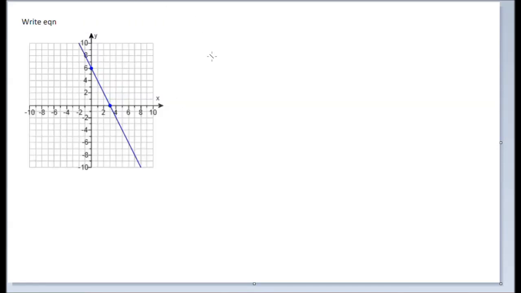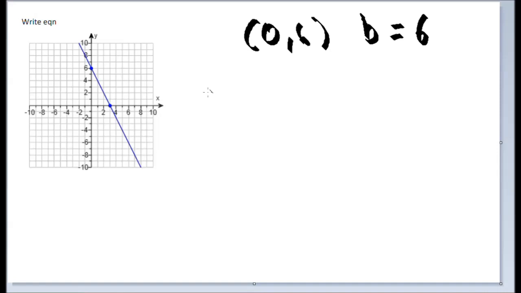Okay, this time we're going to write an equation here. We need to find the y-intercept, and I think you can see the y-intercept is (0, 6). Or in other words, b is equal to 6. Those are kind of similar looking things. That's the b from y equals mx plus b. Let me write that, y equals mx plus b, here.